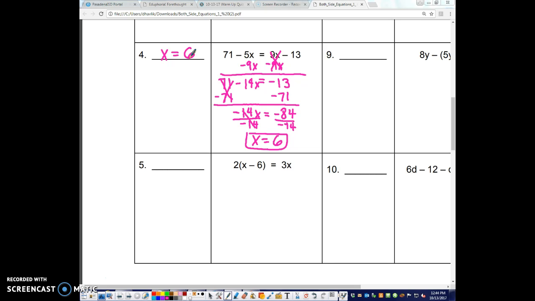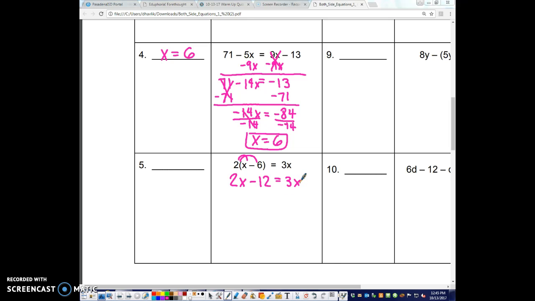All right, number 5. Let's look at number 5. What do you think our first step here is? What do you think we need to do first? We need to start with a D. Distribute. Okay, so 2 times x is what? It's 2x, good. 2 times negative 6 is what? Negative 12, good. And then equals 3x.